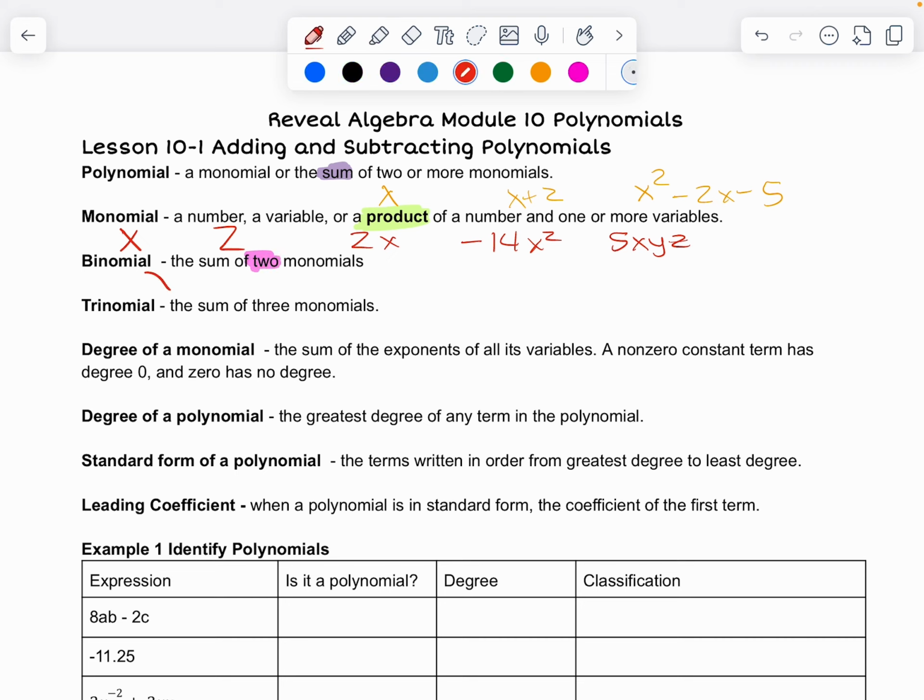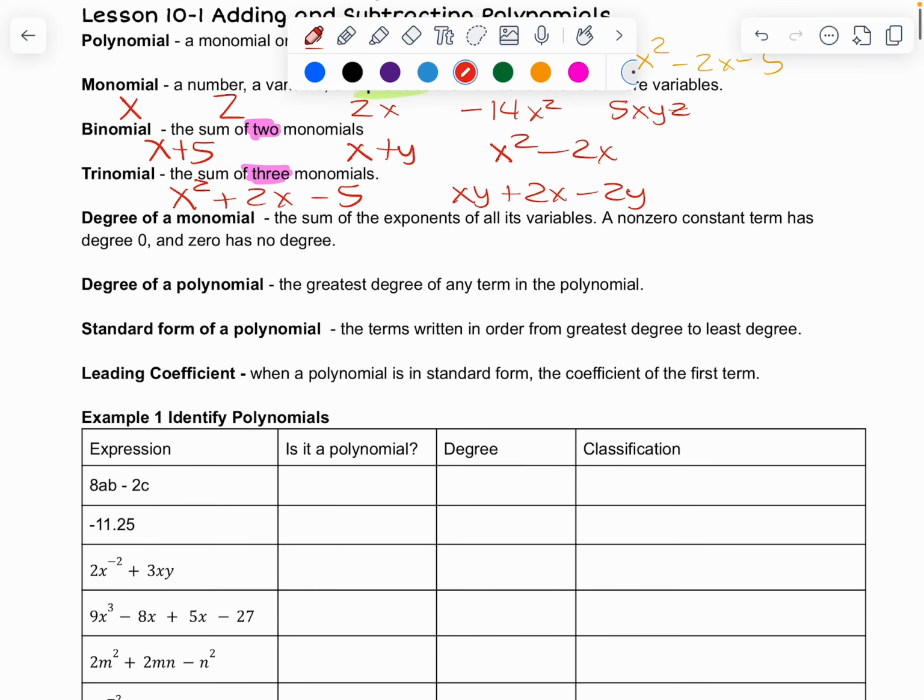Binomial means that there are two monomials. So you could have x plus 5, x plus y, or x squared minus 2x. Trinomial means that there are three monomials. So you could have x squared plus 2x minus 5, or xy plus 2x minus 2y.